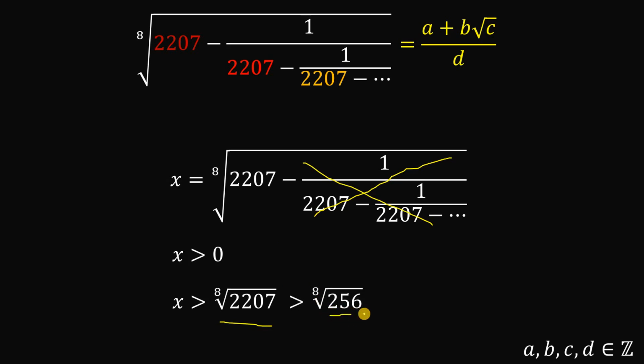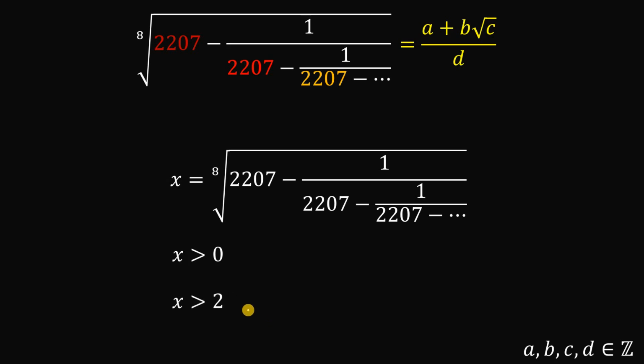Now, why do we need this 256? Because 256 is the closest number to 2207 that has a nice 8th root, because the 8th root of 256 is simply equal to 2. Therefore, this x, or this 8th root of 2207, is greater than 2. So we can say that x is greater than 2. Alright, so we will use this condition later on. So let's set aside this condition.